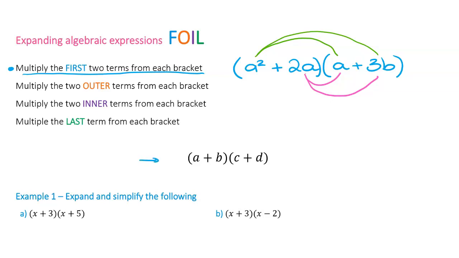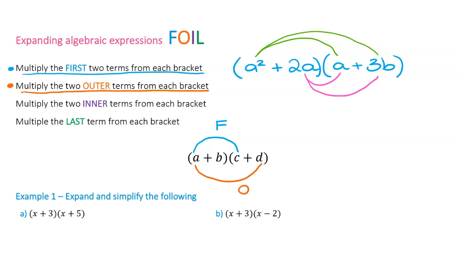If we had this set of brackets down here, the first term of the first bracket is A, and the first term of the second bracket is C. So this would be the first thing we'd do, and that's the F of FOIL. Now, the second part of FOIL says outer, so we want to multiply the two outer terms from each bracket. You could also think of it as the outside terms. So the two outside terms are the ones that are the furthest out in this problem. And those two are A and D for this bracket here.